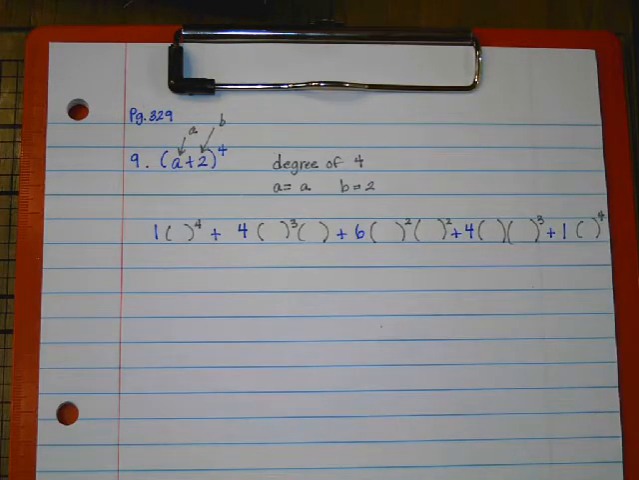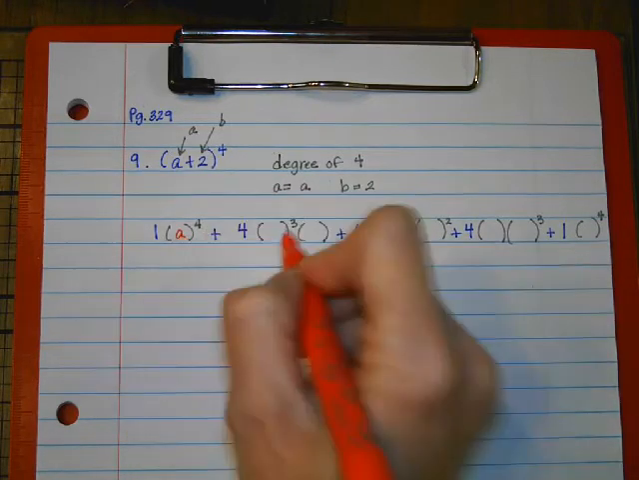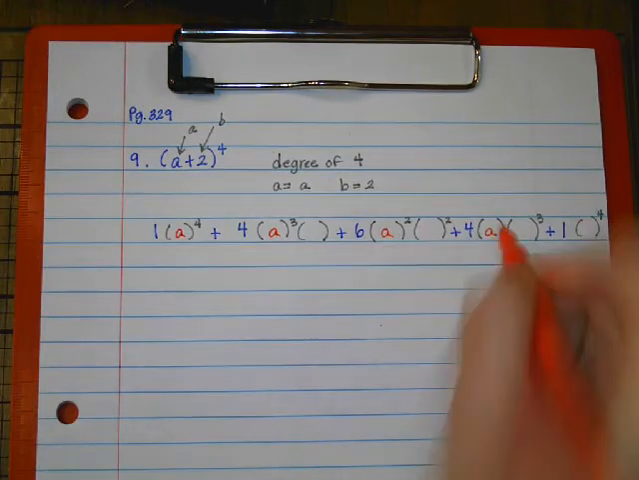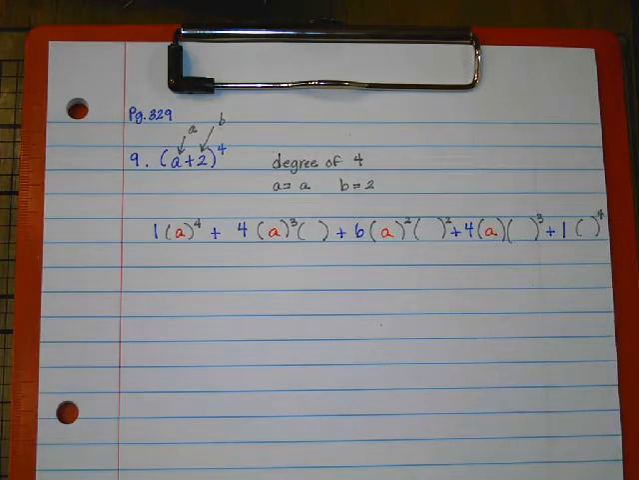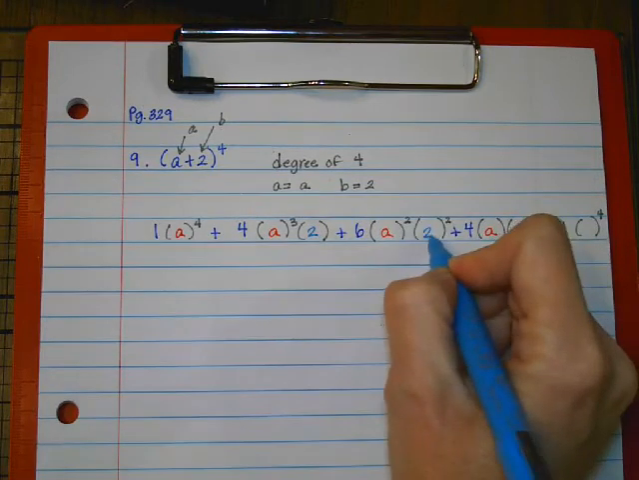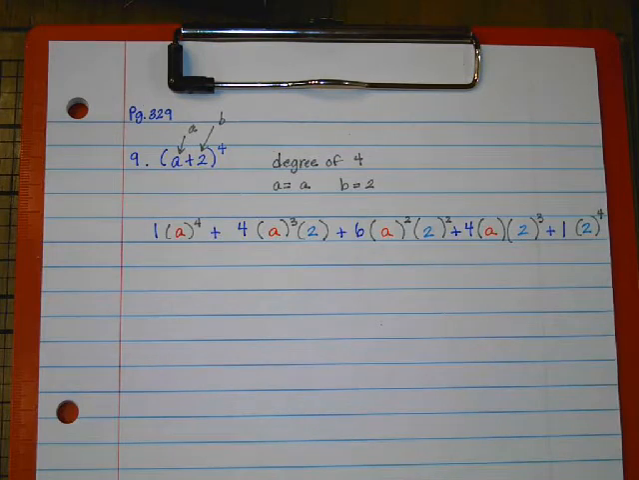So now I'm going to drop in my values. I said my A value was A, so let's put A in all those first spots, A until I run out of A's. Then I said my B value was 2, so I'll put 2 in everywhere for my B values. Beautiful. So now all I have to do is actually solve the problem.